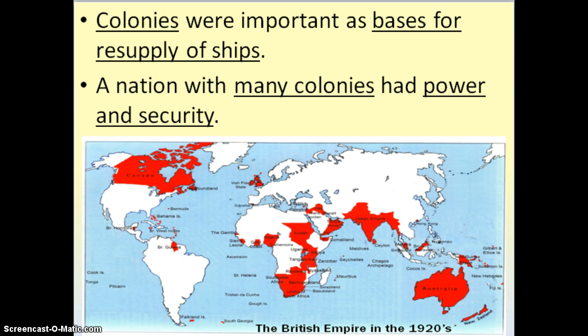Colonies were an important basis for resupplying ships, and a nation that has many colonies has much power and security. You can see here in this map, the red is all the British Empire in the 1910s and 20s. The saying used to be that the sun never sets on the British Empire, and that was because it literally didn't. When the sun was setting maybe in Canada, the sun was rising in Australia and Southeast Asia. So the sun never did set on the British Empire because they owned land all around the world, on all the continents except for Antarctica.